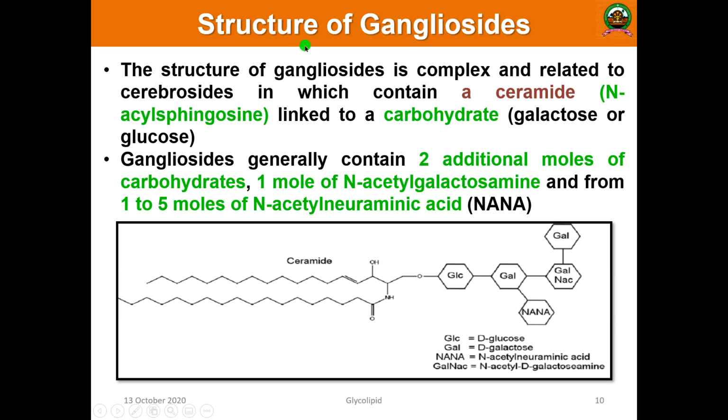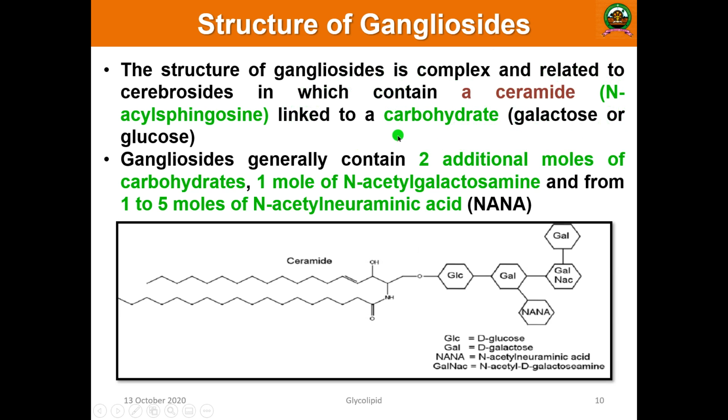Then the structure of ganglioside. The structure is a little bit complex. The structure of gangliosides is complex and related to cerebrosides, which contain a ceramide. That ceramide is N-acetyl sphingosine, which is commonly linked to a carbohydrate, either glucose or galactose.